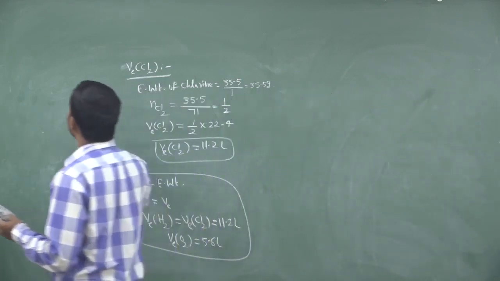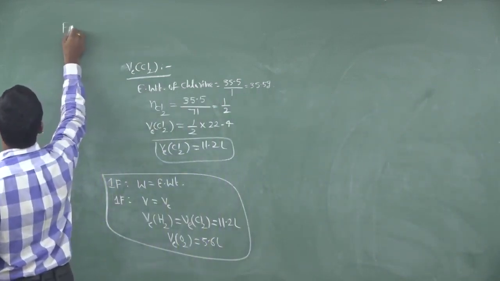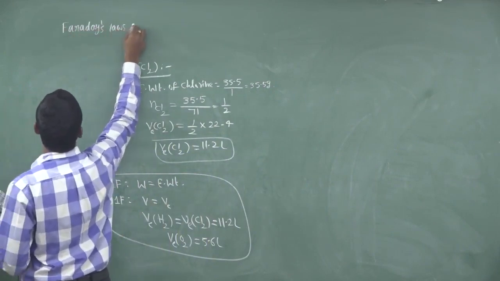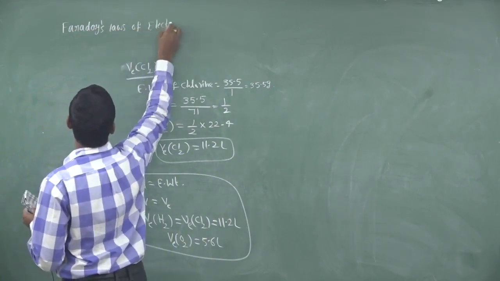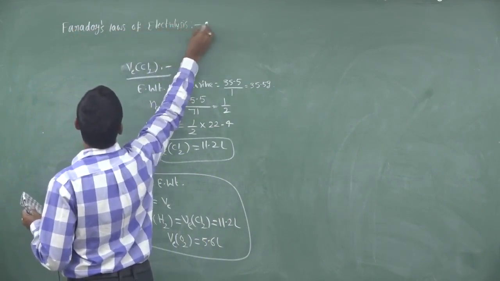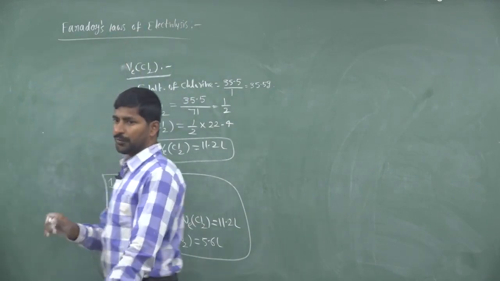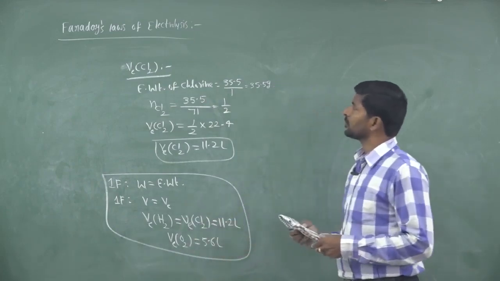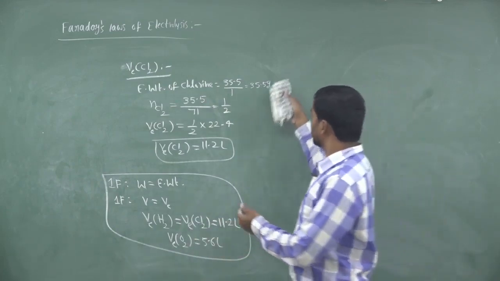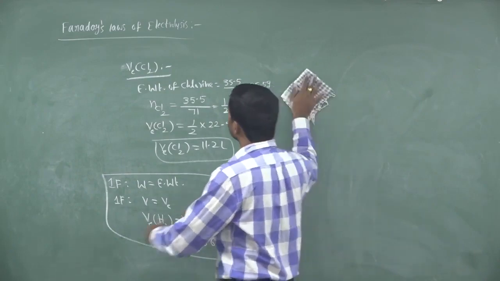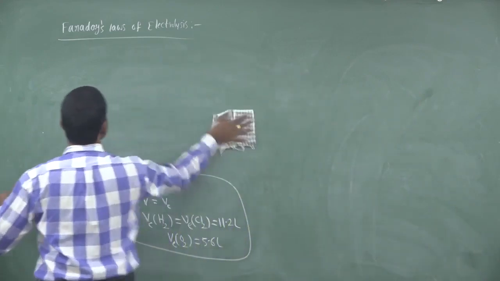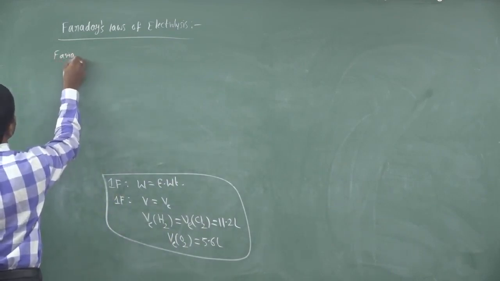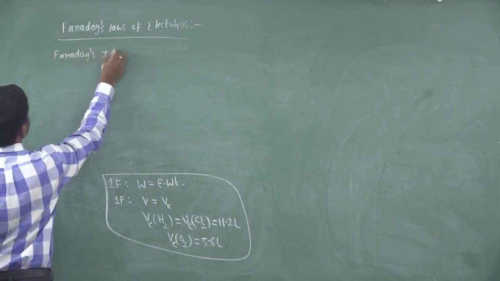And next, Faraday's laws of electrolysis we have. How many laws do we have? 2 laws we have. 2 Faraday's laws we have: Faraday's first law and Faraday's second law. Faraday's laws of electrolysis. In that, first put the heading Faraday's first law.